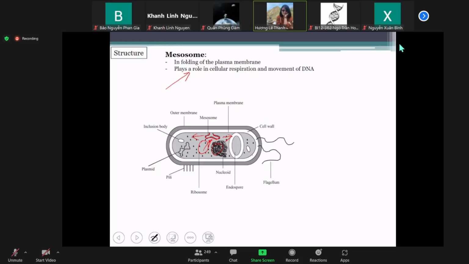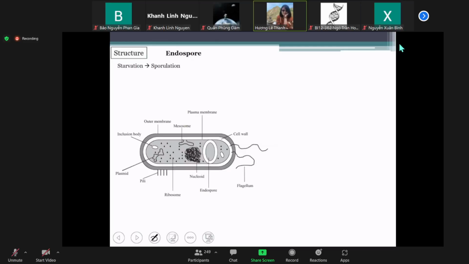And for the next structures, it's not really a structure, it's like the formation of the bacteria in the harsh environments. When the environment has no water to live, no nutrition to live, some kinds of bacteria can form endospore. So in starvation conditions, they will form the spore. And this process we call sporulation. Here's how these bacteria can form the spore, can form the endospore.